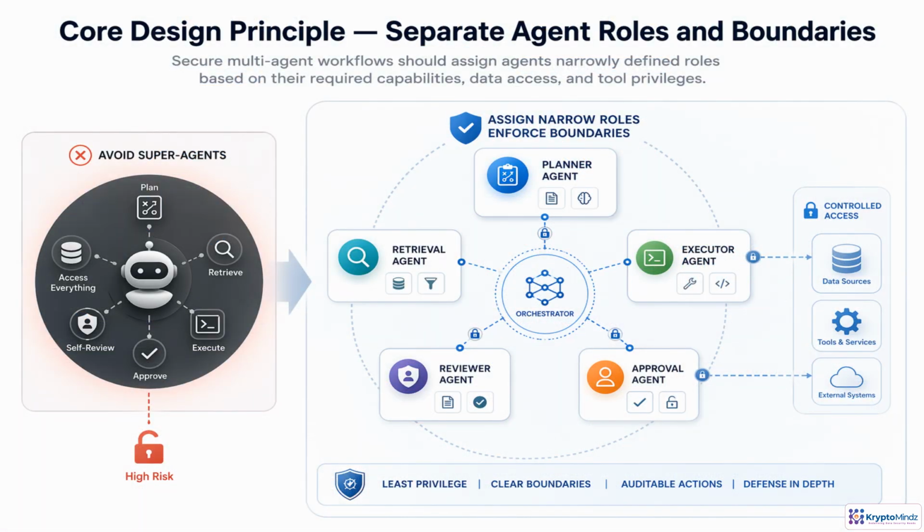A secure multi-agent system should not depend on one all-powerful agent. If the same agent can plan, retrieve sensitive data, execute tools, approve outcomes, and review its own work, one mistake or compromise can cascade quickly.